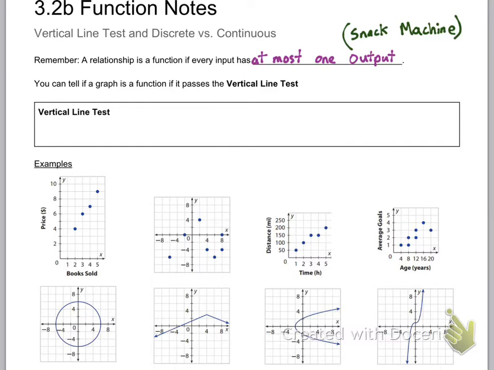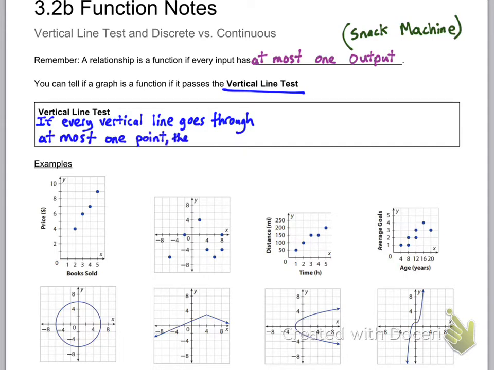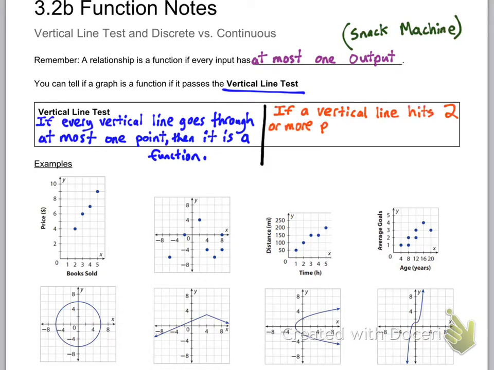So you can tell if a graph is a function if it passes the vertical line test. So what is the vertical line test? Well, the vertical line test says this: if every vertical line you draw goes through at most one point, then it's a function. On the other side, though, if a vertical line hits two or more points, then it is not a function. So let's see a few examples here.